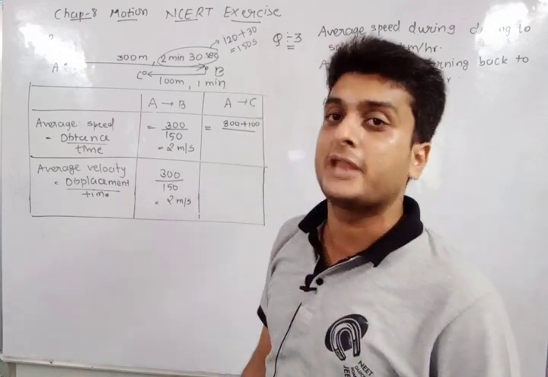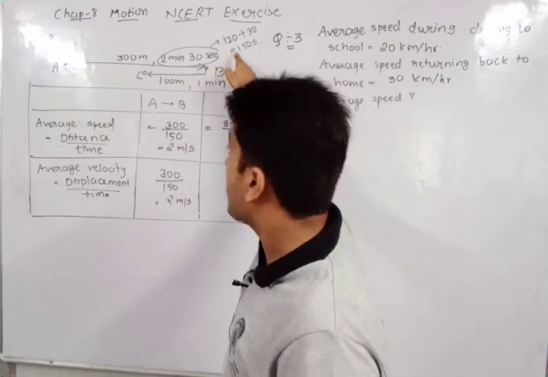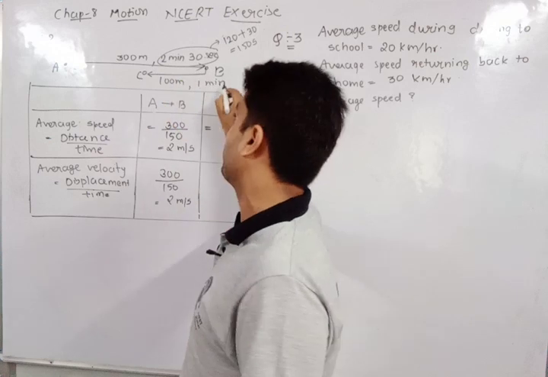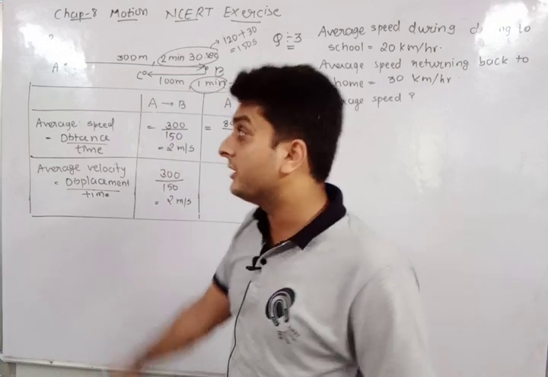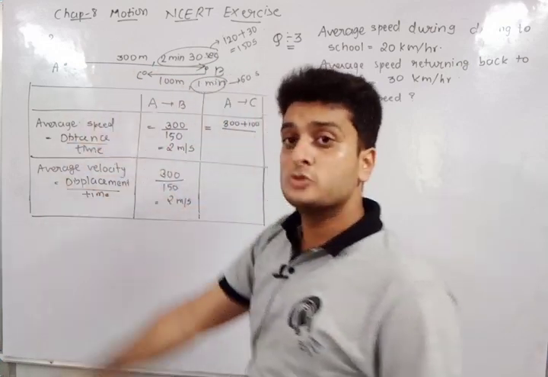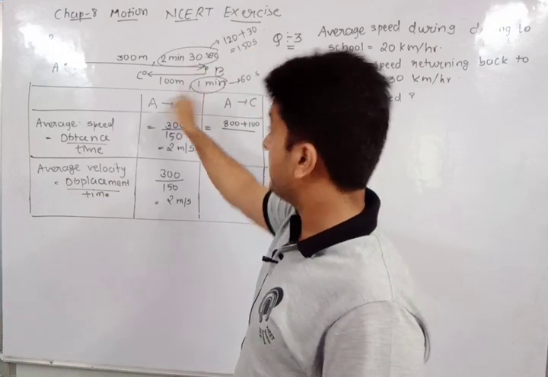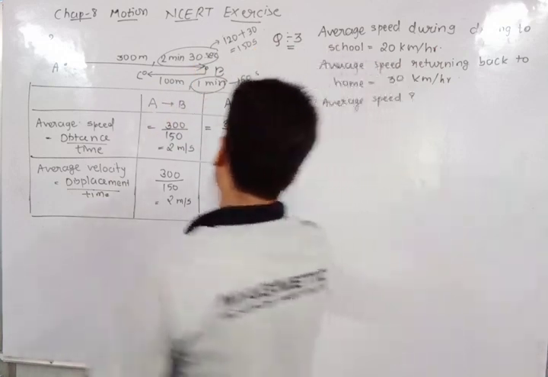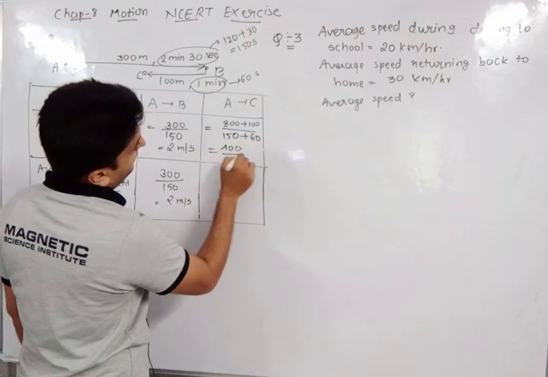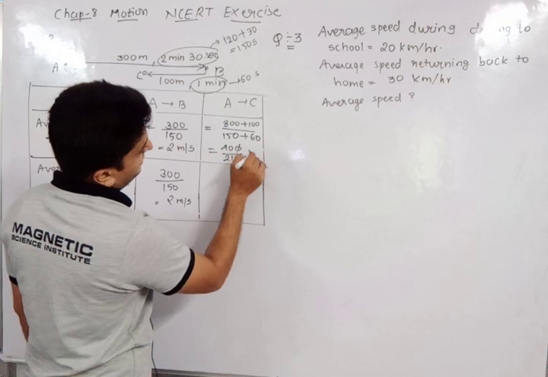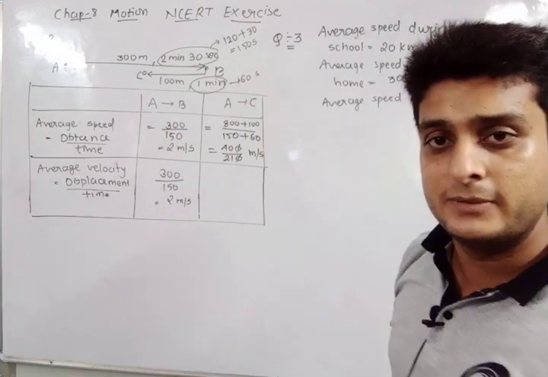What total time does it take? A to B, the time is 150 seconds, and again back B to C is 1 minute. 1 minute is 60 seconds. So the total time from A to B to C is 150 for A to B, and again back, he is taking 60 seconds. So total time is 150 plus 60. Your answer here is 400 divided by 210. You can cancel this: 40 by 21 meter per second.